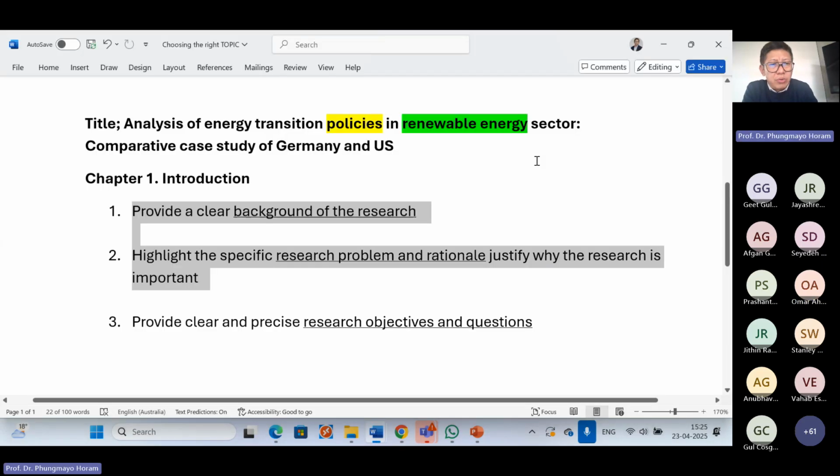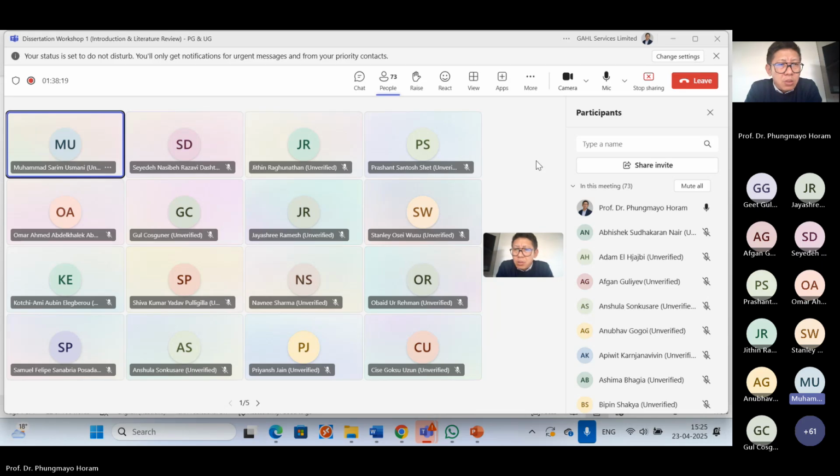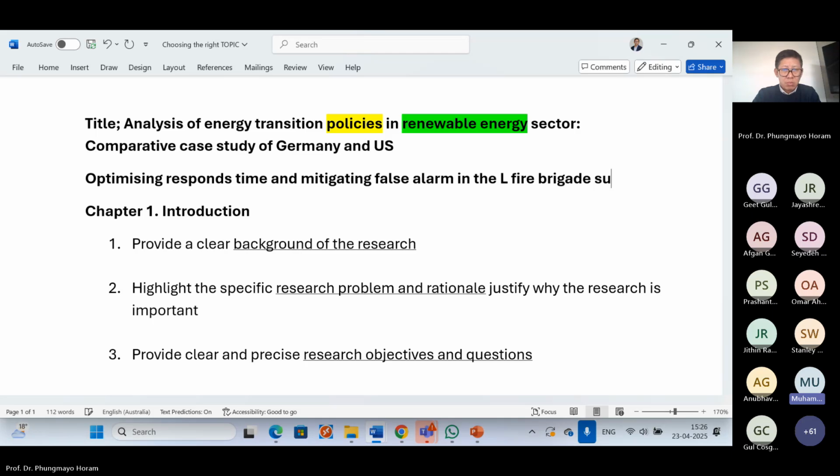Right. Any questions on the first two themes? Professor, can I share my topic? Yes. The title? Yeah. So my title is Optimizing Response Time and Mitigating False Alarms in the London Fire Brigade Using a Data Mining Approach. So it's a data science topic.